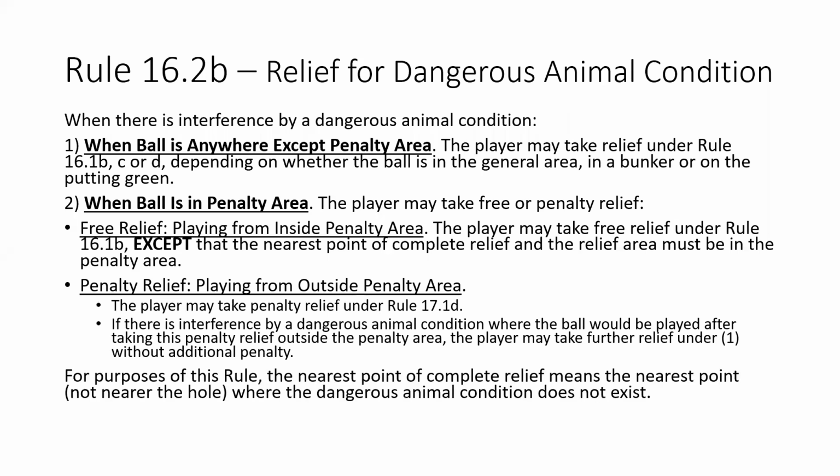All right, so what is our nearest point of complete relief? This is important here. It is the nearest point, not nearer the hole, where the dangerous animal condition does not exist. What that means for me versus what that means for Lynn might be completely different, but that's going to define that reference point. And from that reference point, we're going to take the same procedure that we would from normal abnormal course conditions: one club length, and then no closer to the hole from that point.